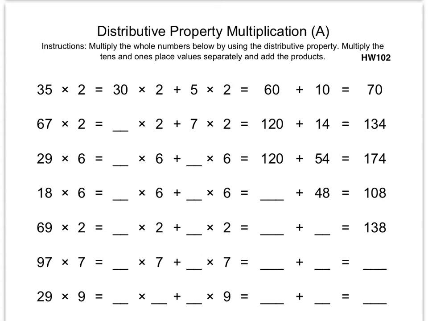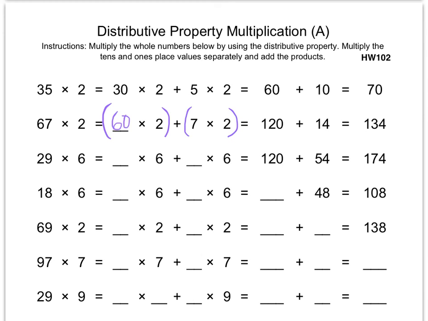Okay, here we are on the other side, distributive property multiplication part A. Instructions. Multiply the whole numbers below by using the distributive property. Multiply the tens and ones place values separately and add the products. So we're going to split each of these numbers into their tens value and then their ones value. So I'll do this next one, 67. So 67 is 60 plus, and we already have the 7 filled in here. If it helps, you can use parentheses around this too to separate it. Maybe that makes a little more sense.